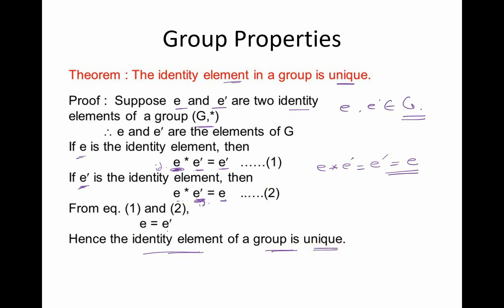Please remember, identity element is defined on the basis of group and the operation. Say for example, if I take the set of integers and the operation addition, the identity element is 0. If I take the set of integers and the multiplication operation, the identity element is 1.